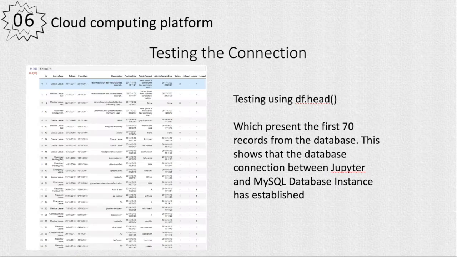The next thing after connecting the database, we'll be testing the connection. So we'll be using df.head, the df data frame we previously defined in the connection of the database, and df.head will retrieve the first 70 records from our database. We inserted a total of around 69 records into the database for this testing. So this image shows that the whole table leaves has been retrieved from the database.